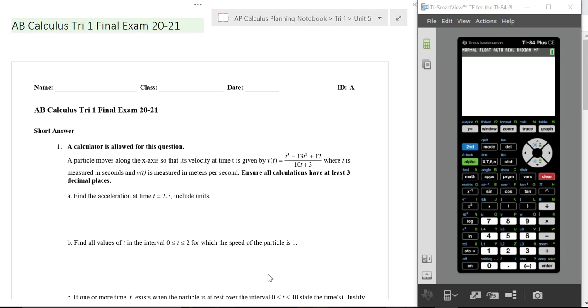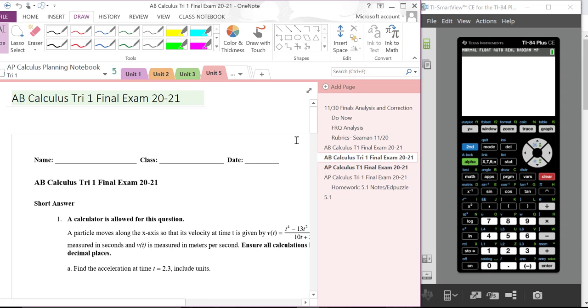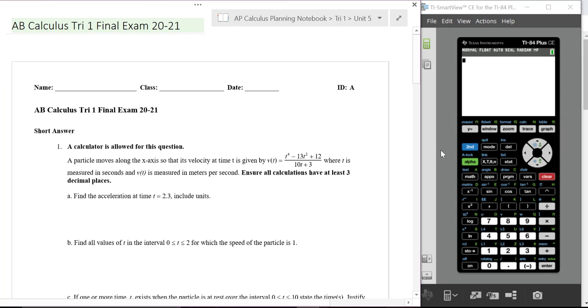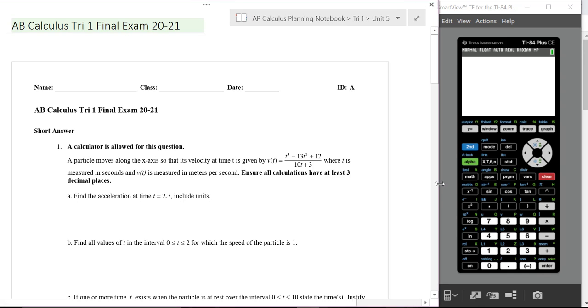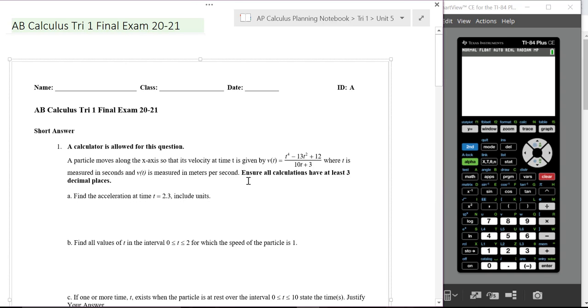All right, if you had the version that said AB Calculus Try 1 Final Exam, instead of T1, Try 1, then you are going to be looking at this version 2 with me as we go over some things. So, let's look at the very first one.